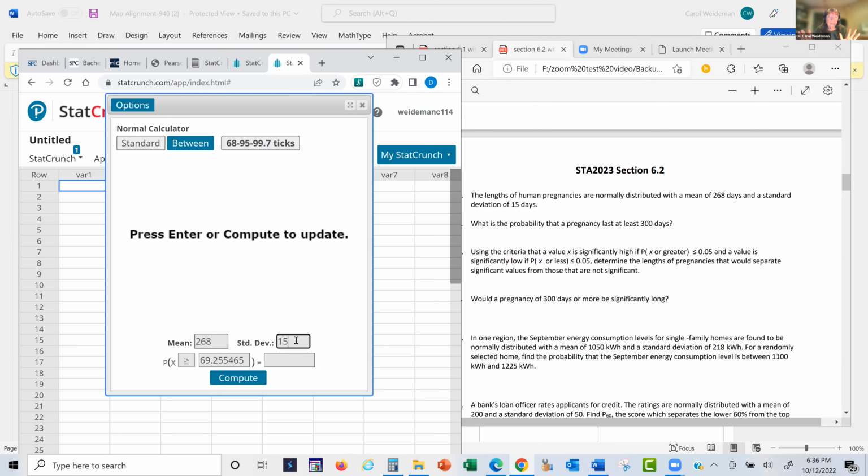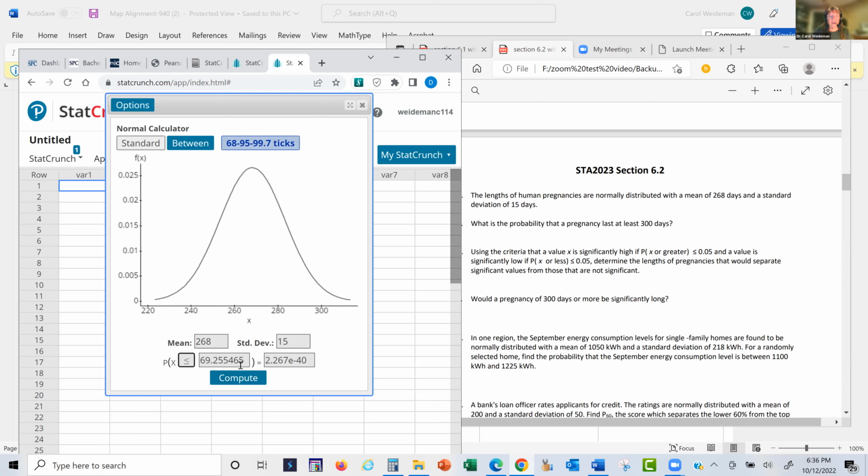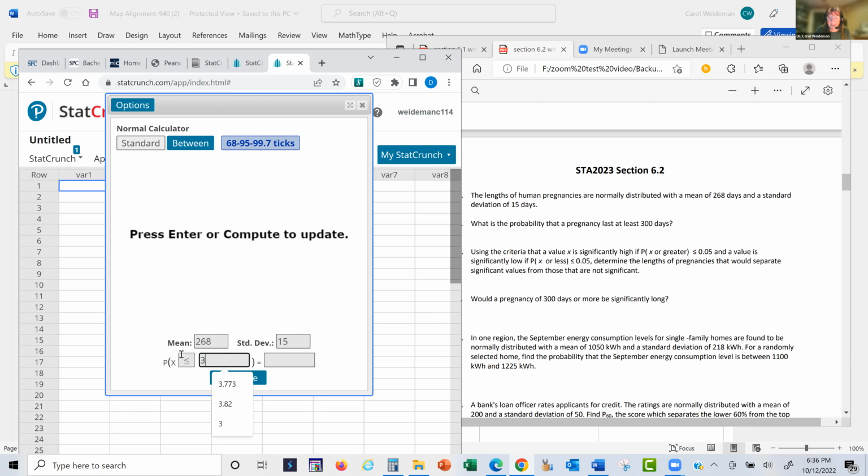Okay, now you don't have a picture this time. What am I going to do down here? How do I do that probability? The pregnancy lasts at least 300 days. So am I doing a greater than, or am I doing a less than? You might want to try. So it's at least, go ahead. Greater than, yeah, it's going to be greater than. At least 300 means 300 or more. So we want to go greater than 300 days.